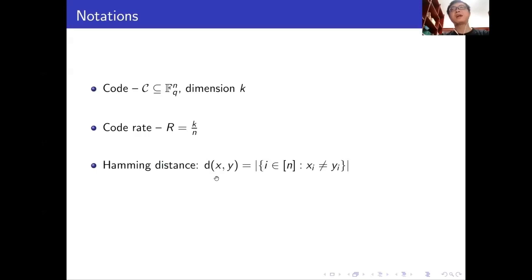For two vectors x and y, the Hamming distance d(x,y) is the number of distinct coordinates between x and y. Here x_i is the ith coordinate of x. The minimum distance d of the code is the minimum of d(x,y) among all pairs of non-equal codewords x and y.